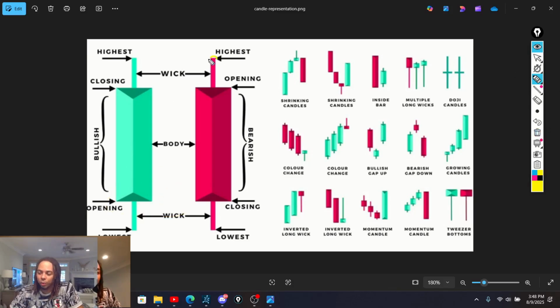I don't ignore the wicks, but you can decide to ignore wicks or you can decide to implement them in your trading. I would say they both have value at certain points in time.